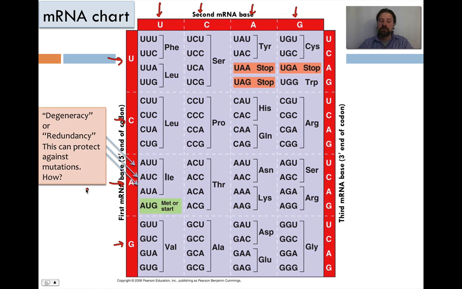And we said it can protect against mutations because check out these three different codons here, which can all code for the amino acid isoleucine: AUU, AUC, or AUA. All of them code for isoleucine. So what that means is if the last letter, this one right here, gets changed to something else, we still have the right amino acid placed in our growing polypeptide chain.